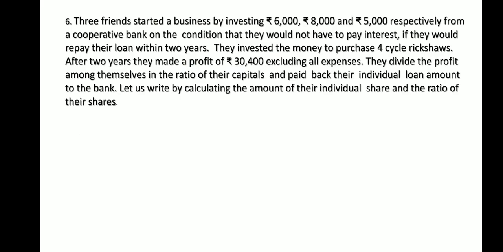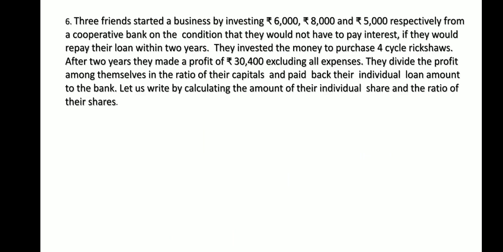We move on to the next question, that is question number 6. It's slightly different than the previous question. So here we have 3 friends who have invested 6,000, 8,000 and 5,000 respectively from a cooperative bank. Means they've taken a loan from the cooperative bank and they do not have to pay interest if they repay the loan within 2 years. Now with this they purchased 4 rickshaws, and then at the end of 2 years they made a profit of 30,400 excluding all expenses. Means none of the expenses are deducted here.